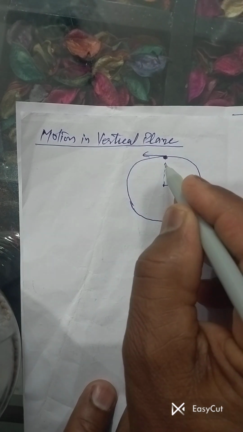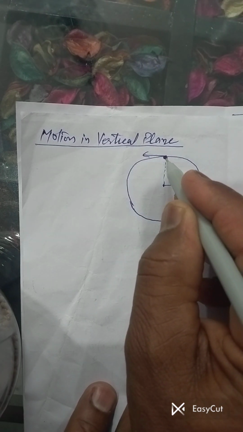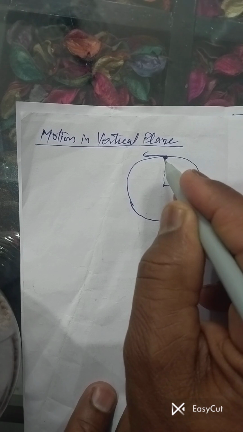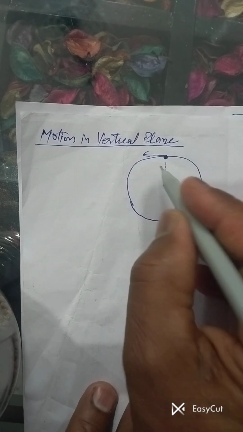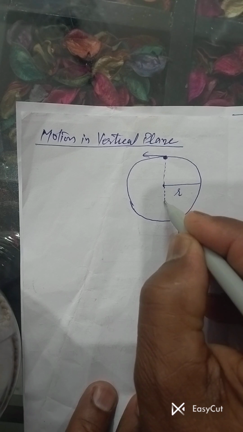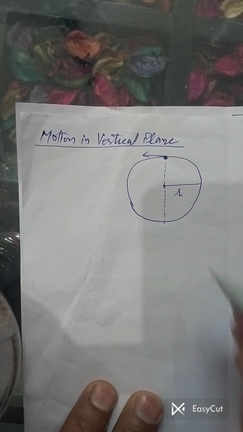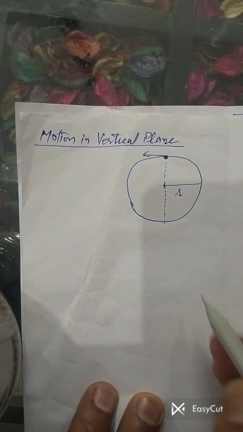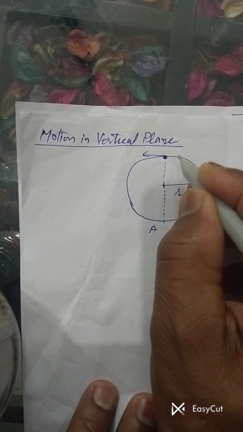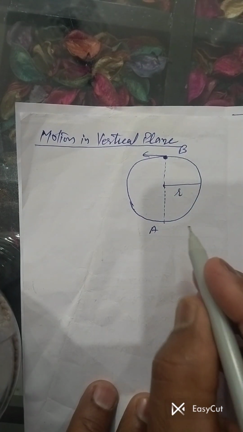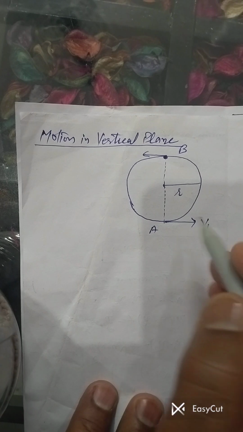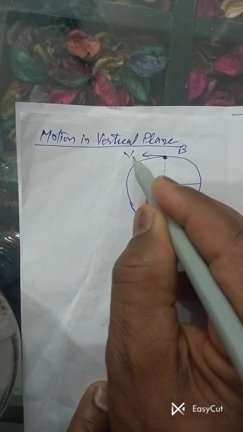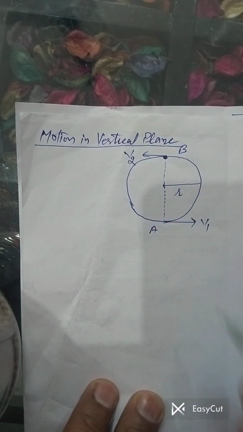For example, if you have a bucket full of water and you rotate it with the minimum velocity, then the water does not spill out of the bucket. So this is the case of motion in a vertical plane. We will take two points, A and B. For example, at point A the velocity of the object is v1, and at point B the velocity of the object is v2.